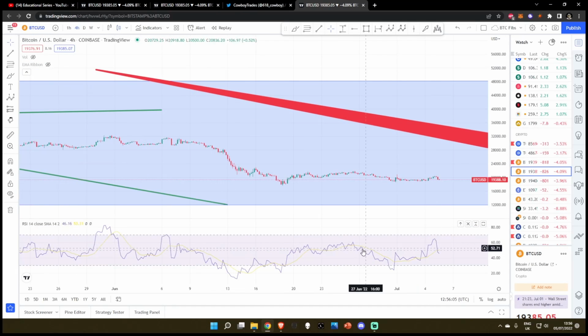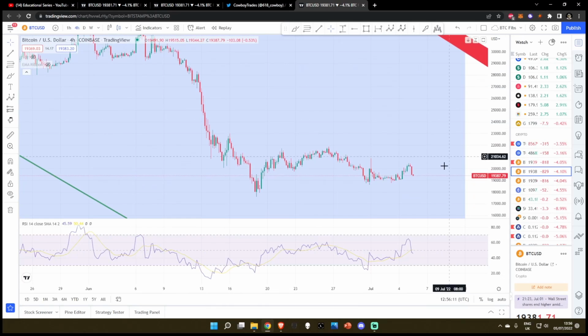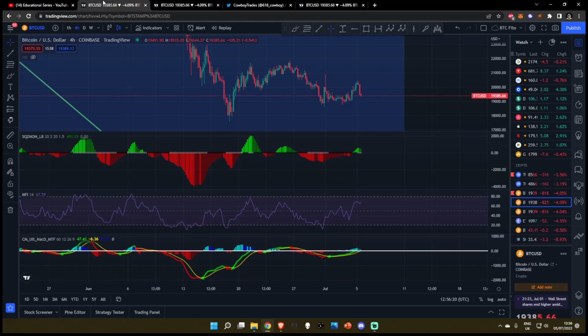On the 4-hourly time frame, it looks like we got relatively overextended, almost in the overbought territory, and we are now moving back down to the downside with a lot of room to take us back down for the next move. Now let's move over to the other oscillators.